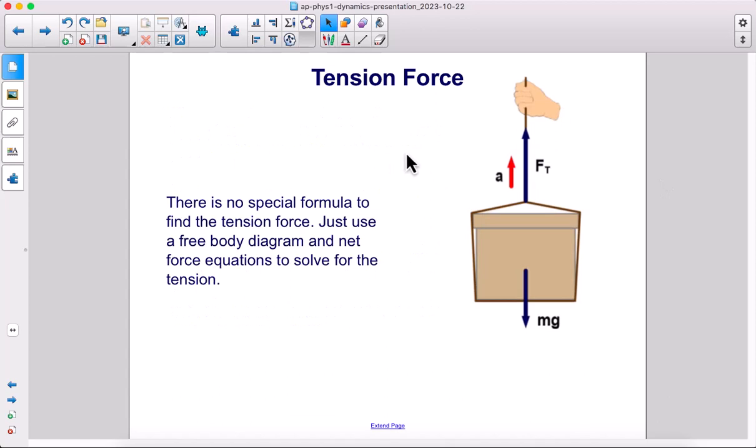There's no special formula to find the tension force. Just use a free body diagram and net force equations, Newton's second law, to solve for the tension.